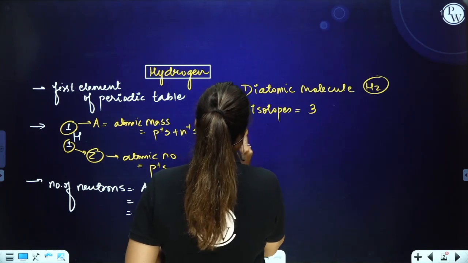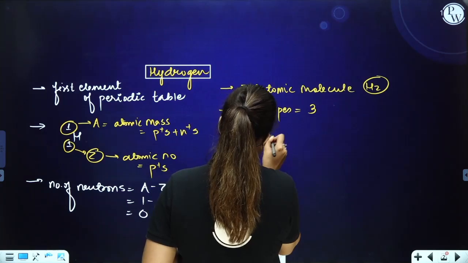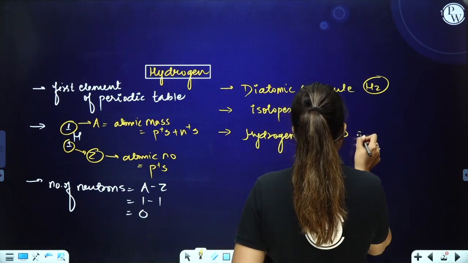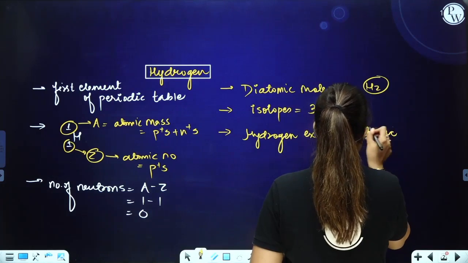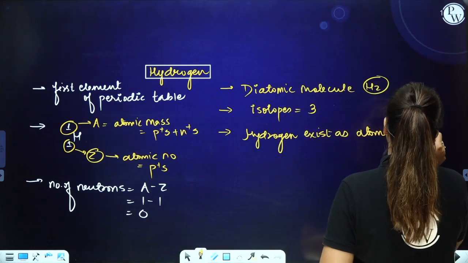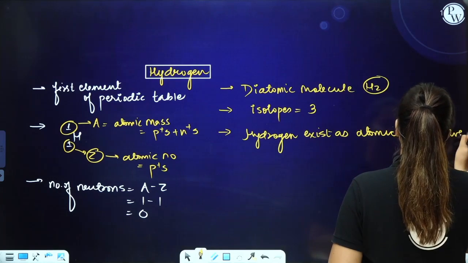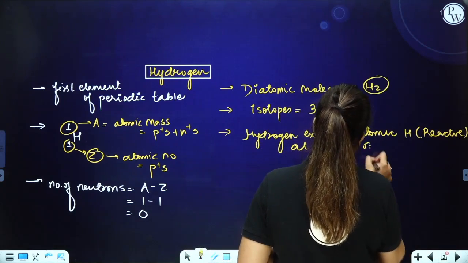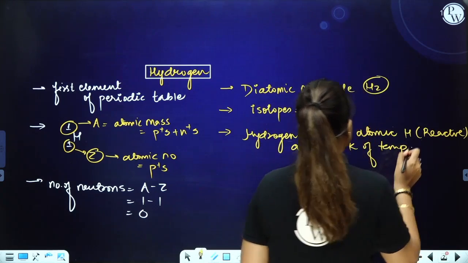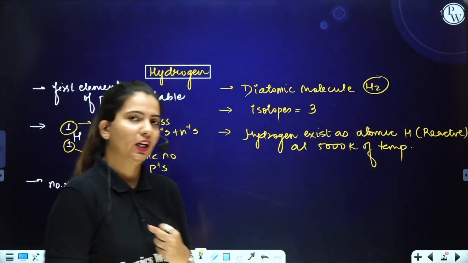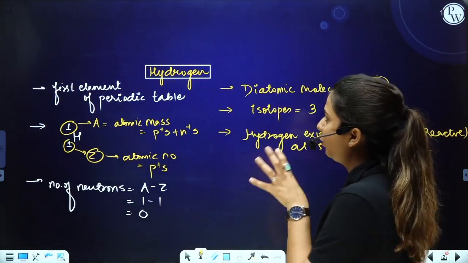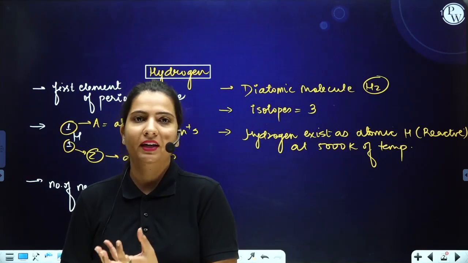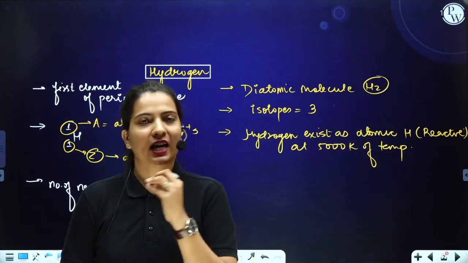And hydrogen exists as atomic hydrogen. Atomic hydrogen is considered highly reactive at around 5000 Kelvin of temperature. So these are the small important things related to the element which is called hydrogen. If you want to know the meaning of this word hydrogen, hydro means water, gen means forming. So water forming is the respective meaning of this word hydrogen.